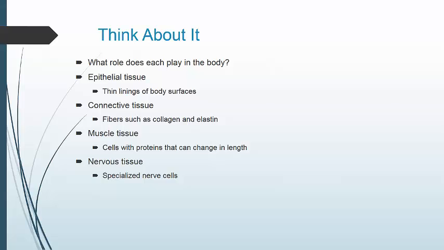Now your muscle tissue consists of cells with proteins that can change in length, which contract and relax, which allows for movement. And there are 3 different subtypes of muscle tissue: skeletal, which is for movement; your smooth, which is generally under your autonomic control, and something like your stomach, your intestines, things of that nature that work on their own, you don't have to think about them; and then cardiac, which of course is specialized to the heart.